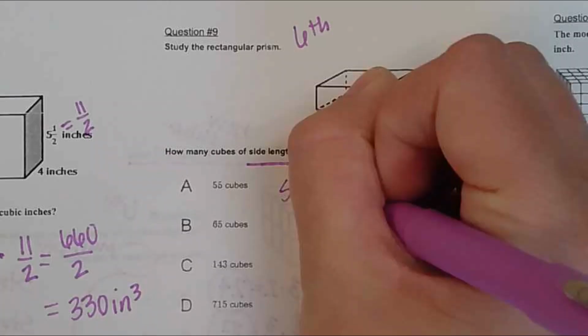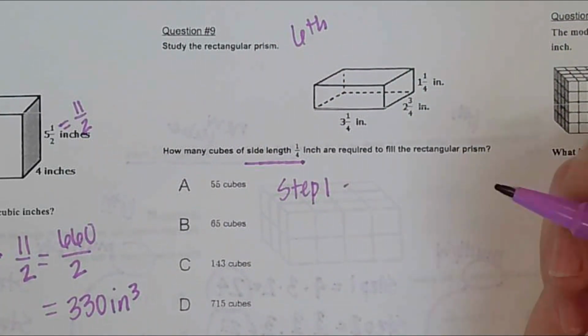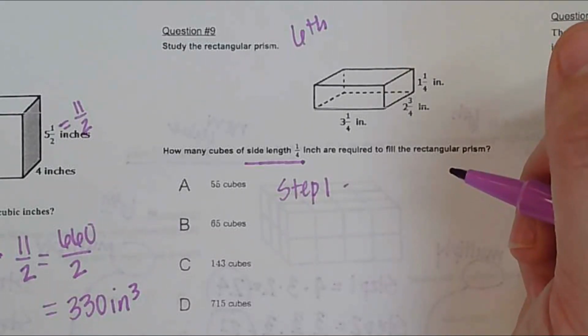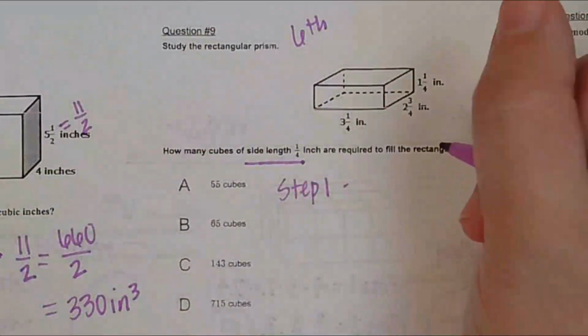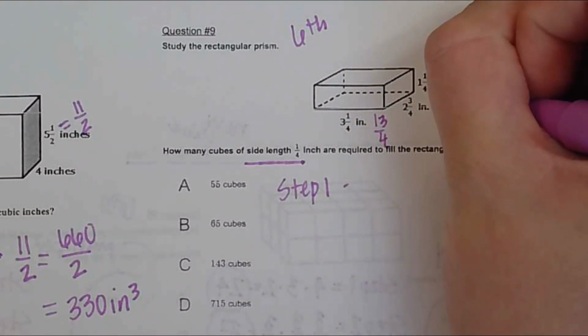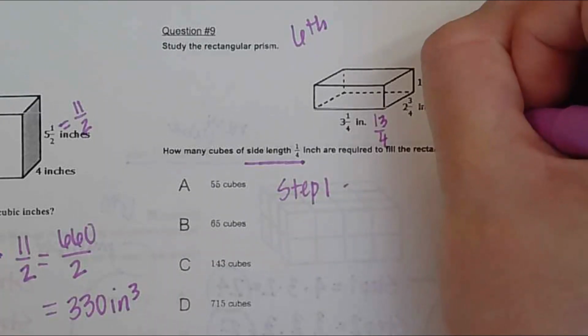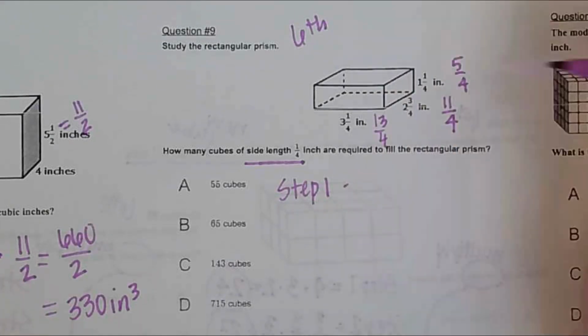My step 1. Normal 5th grade way. Well, I'm just going to go ahead and tell you that these mixed numbers here have to turn into improper fractions. So this is going to be 13/4. This one's going to be 11/4. And this one's going to be 5/4. Okay? Does everybody understand that?